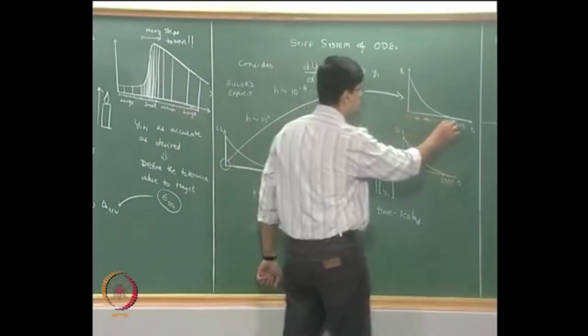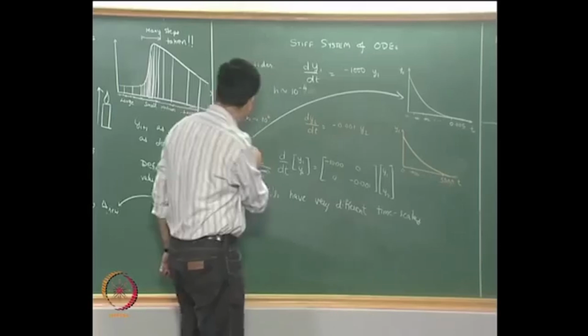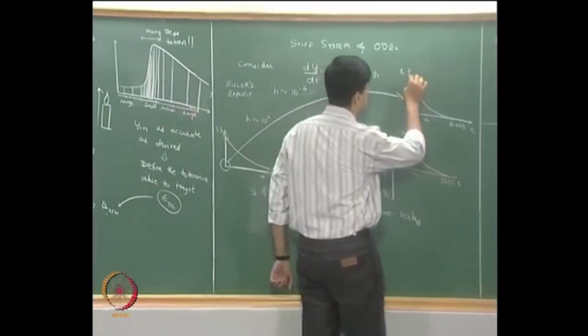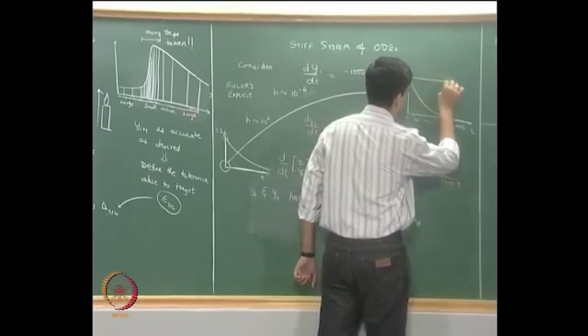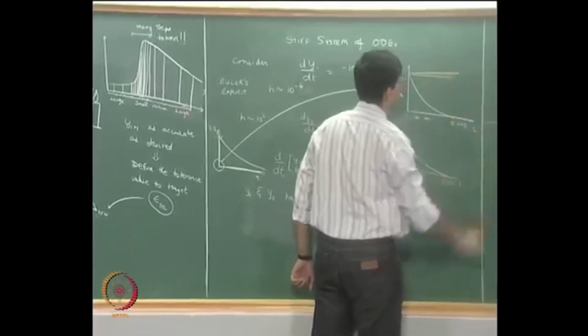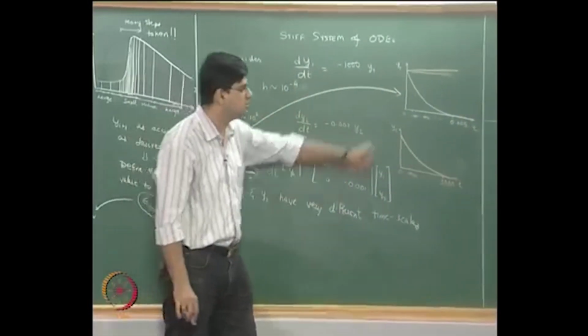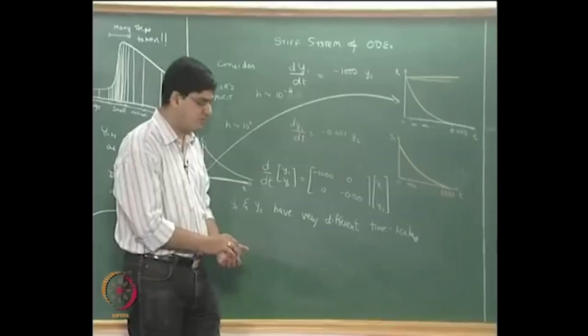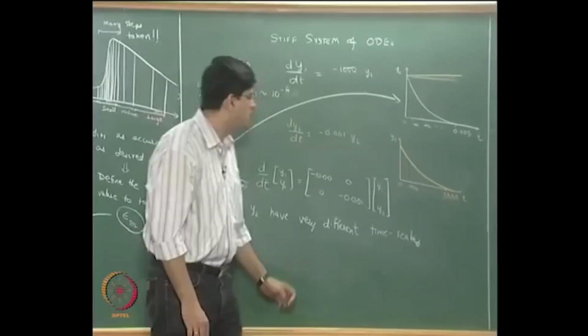In this small zoomed-in period, what we are going to see is that y2 is more or less constant. It is not even going to have this slope, it is going to be more or less constant in this particular time scale.